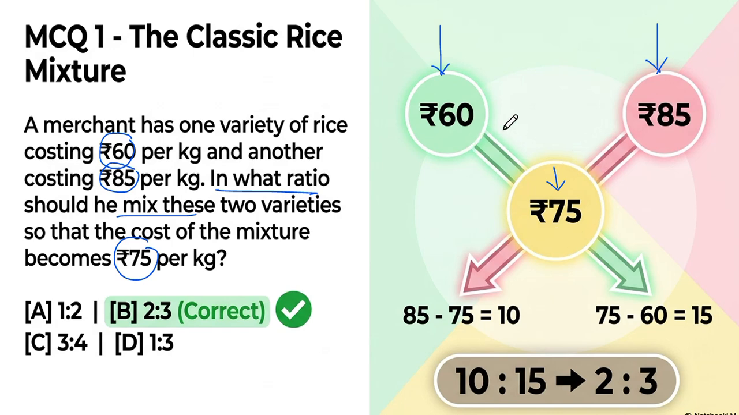Now we'll do the subtraction diagonally. So 85 minus 75, which is 10. Then 75 minus 60, bigger minus smaller, so it is 15. Now we'll take the ratio 10 upon 15, left upon right. If we cancel out, 5 twos are 10 and 5 threes are 15, so the ratio is 2 by 3. So the correct answer is B. Look at the next question.